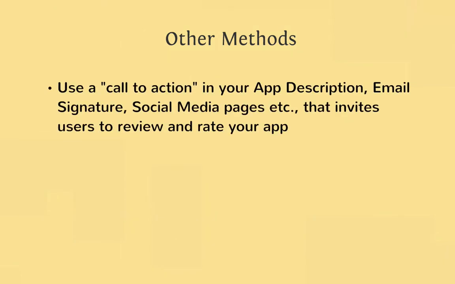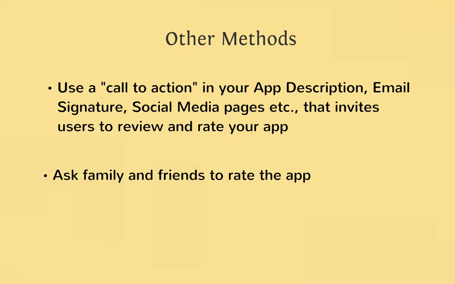Let's go ahead and talk about a few other methods for fielding in reviews. These are not as effective, unfortunately, but let's go through them. First of all, use a call to action in your app description, your email signature, social media pages, anywhere that you have a presence that invites your users to review and to rate your app. I would do this along with the App Rater component. Again, it's not as effective, but you will see some return from it.